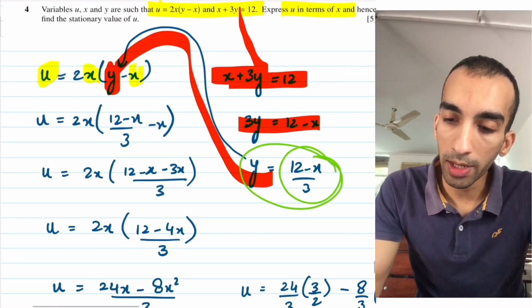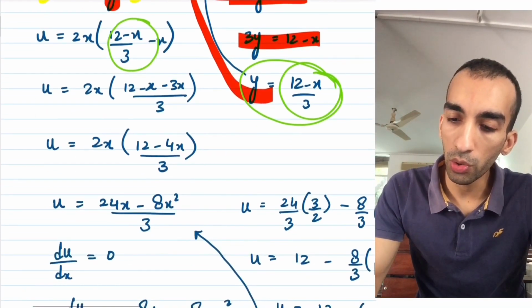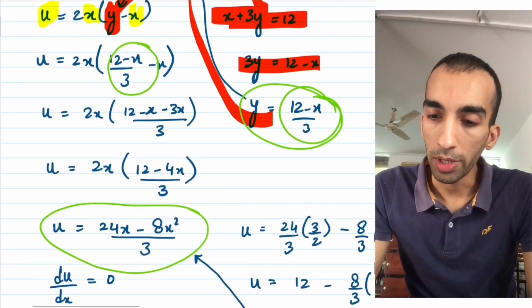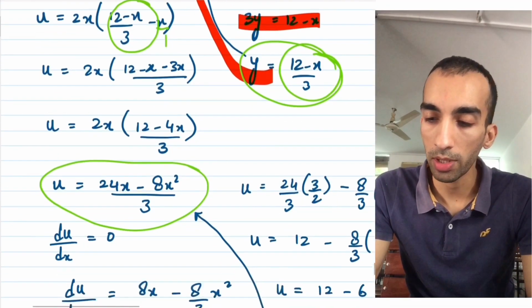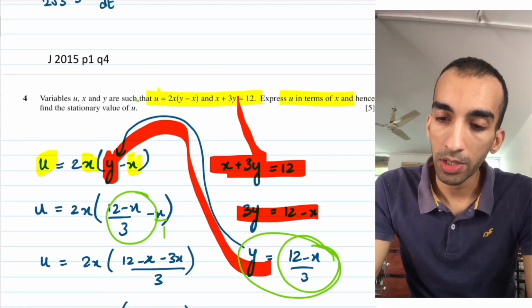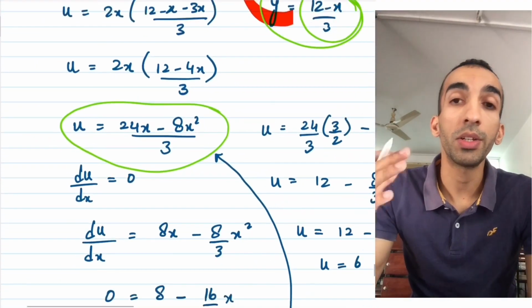When we plug that in, 12 minus x over 3 instead of y, we solve for u and we come up with this. This is simple plain algebra. What I did was, the only thing technical was that I took LCM over here and it became 3x over 3. Once we solve that, the question says find the stationary value of u.